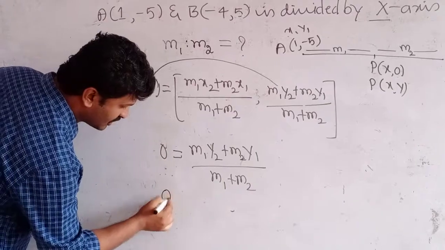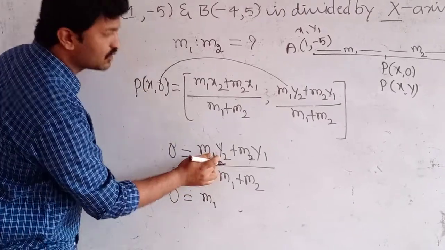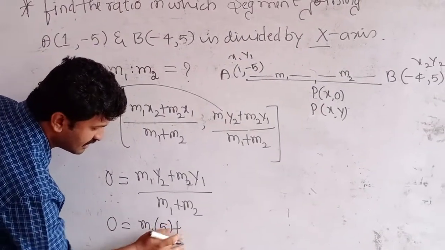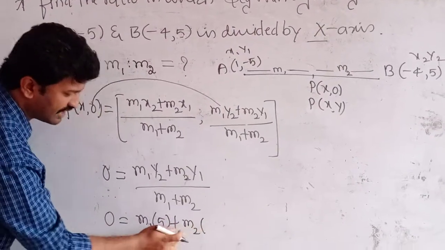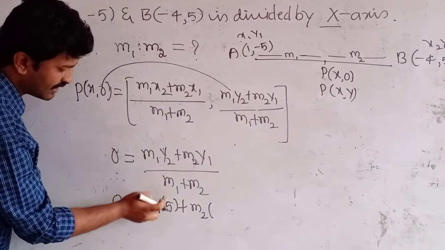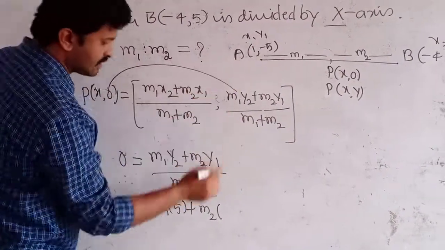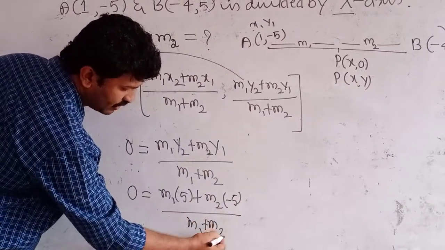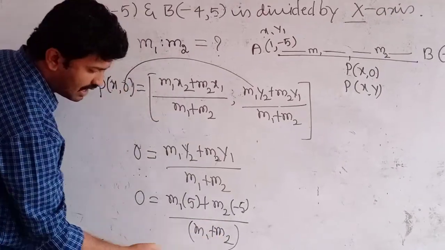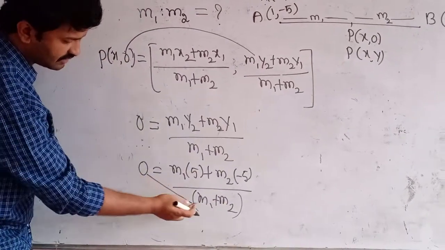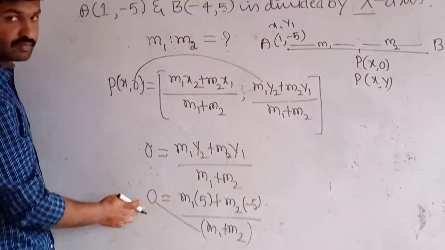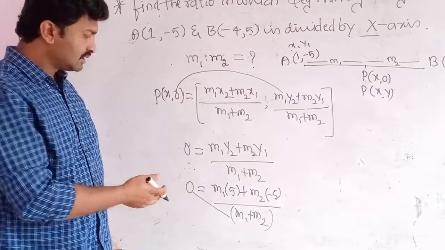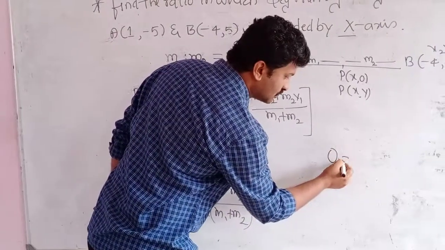Now 0 equals m1 times y2, and y2 is 5, plus m2 as it is, since we have to find m1 and m2. Keep as it is. y2 is 5. y1 is minus 5, divided by m1 plus m2. Next step, cross multiplication: (m1 + m2) into 0 is equal to 0.